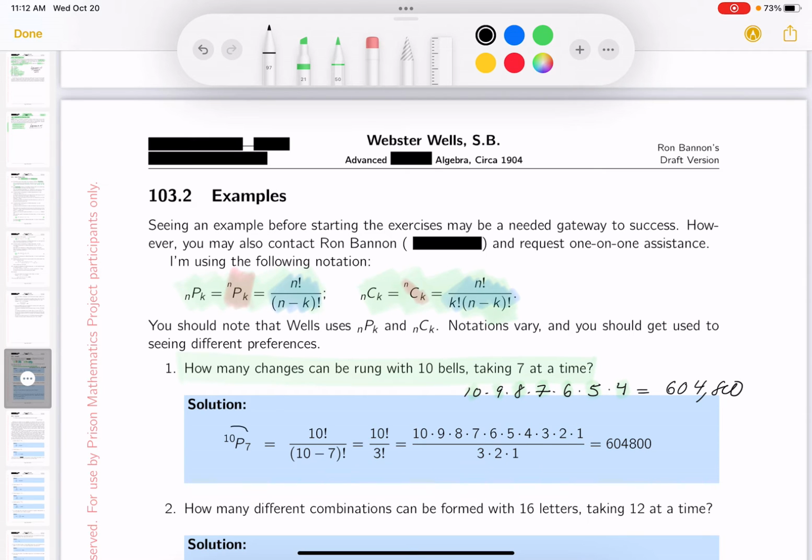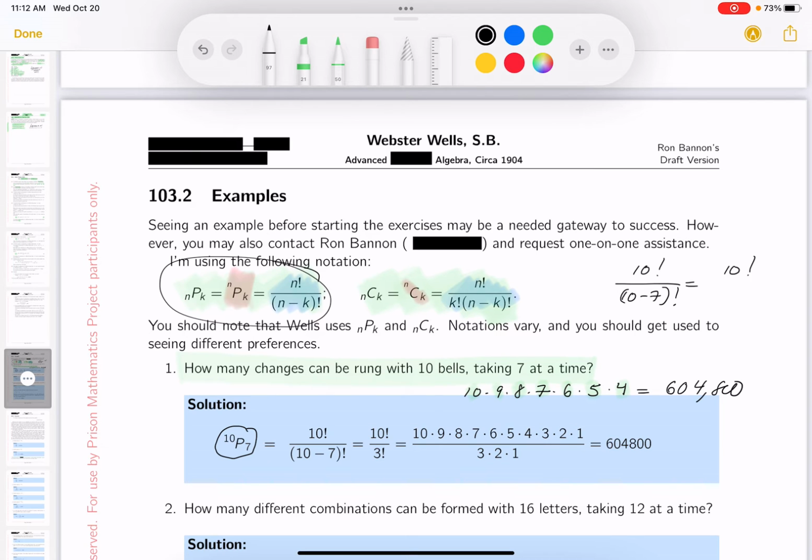Now I'm going to use the other notation, this notation over here. Let's write that down. What's it going to be? 10 factorial over 10 minus 7 factorial. We get the same result, by the way.